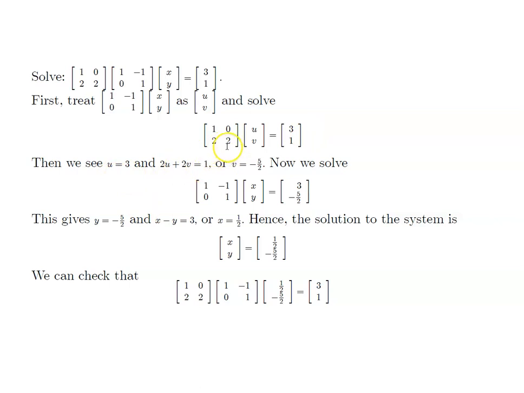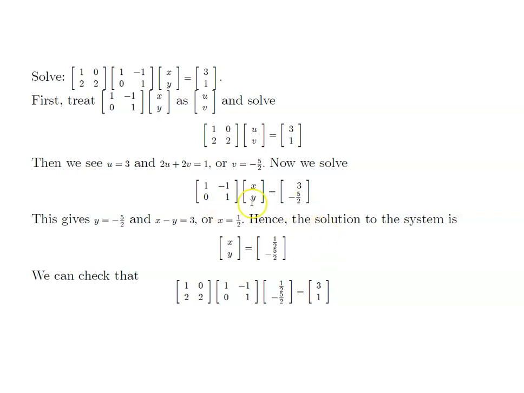The second row, if we multiply out, gives 2u plus 2v equals 1. If we plug in 3 for u and solve for v, we should get negative 5 halves. So if we put 3 and negative 5 halves in for this piece, we would have a true statement. Now we'll use this inside piece and figure out when it's equal to [3, -5/2], and that'll give us a solution to the system.